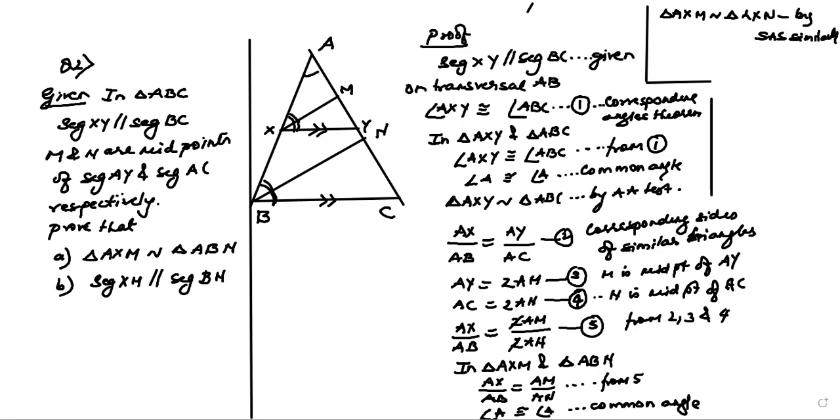Now we have to go to the second part. The second part is the easiest. I want to prove XM parallel to BN. So naturally, I'll say angle AMX is congruent to angle ANB. What is the reason, children? Corresponding angles of similar triangles.